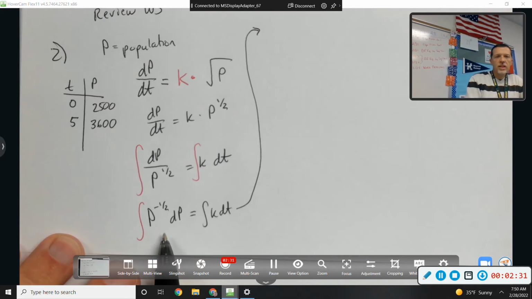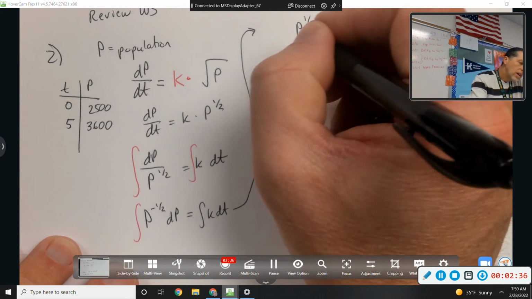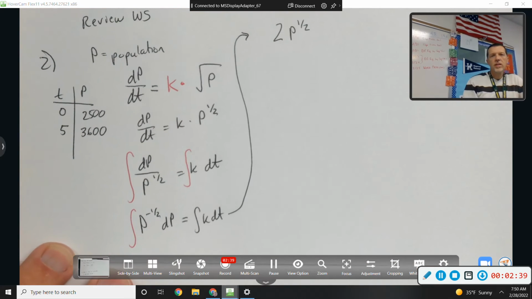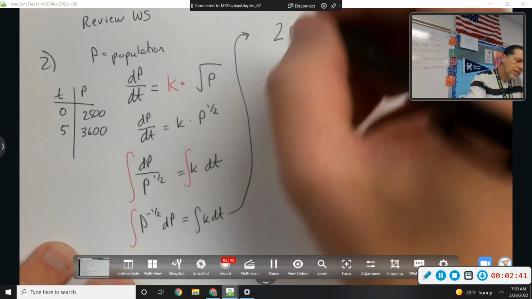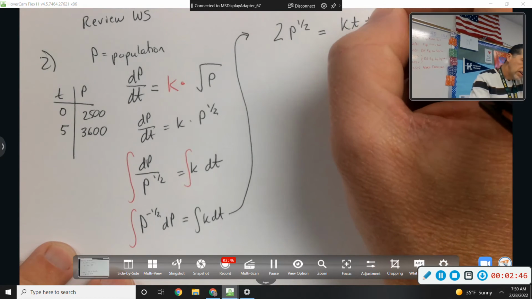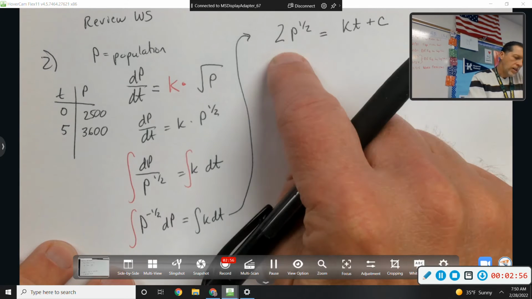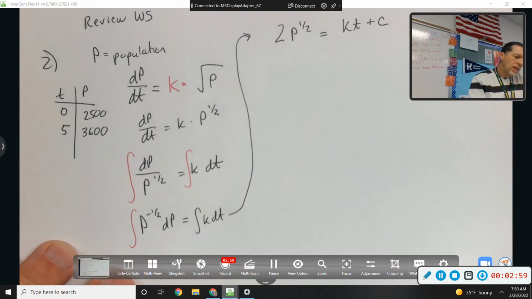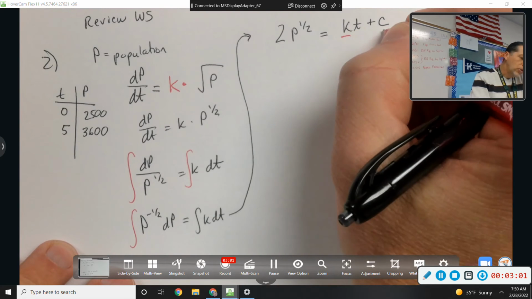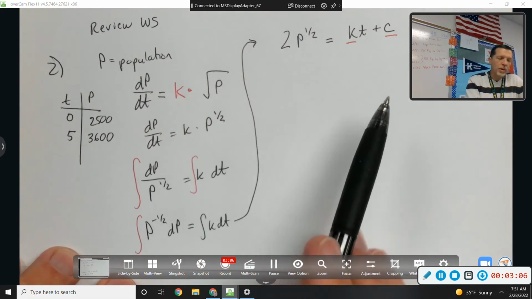So on the left-hand side, if you increase the power by 1, divide by the new power. So 2P to the 1/2. On the other side, kt plus c. Okay, so I probably need to clean this up a little bit, but I've also noticed that I have 2 constants and I've got 2 pieces of information, so I think I'll be able to figure this thing out.